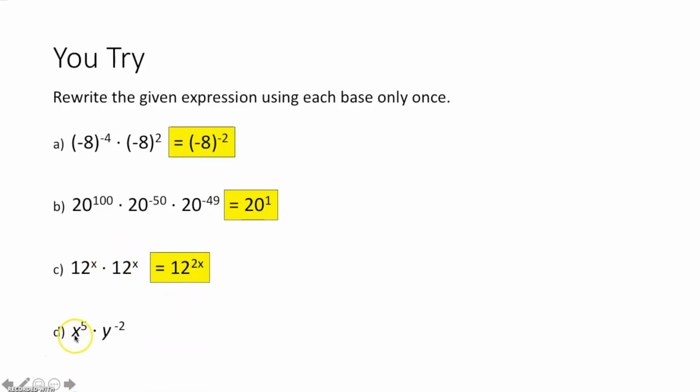And then lastly, we have x to the 5th times y to the negative 2nd. Well, here you can see these bases are not the same. So we don't have like bases, which means we're not going to add the exponents together. We just leave this x to the 5th times y to the negative 2nd.